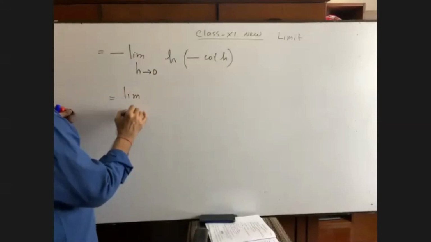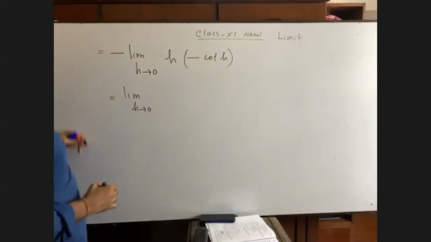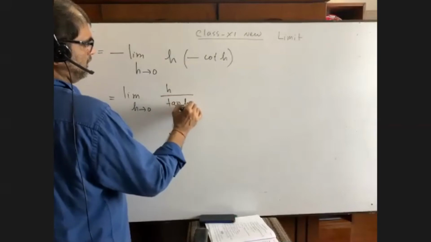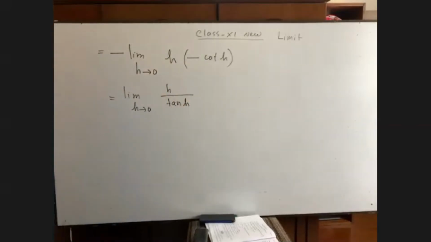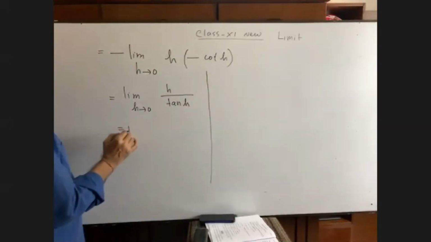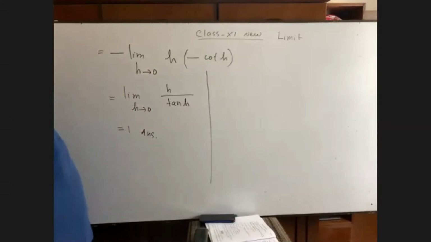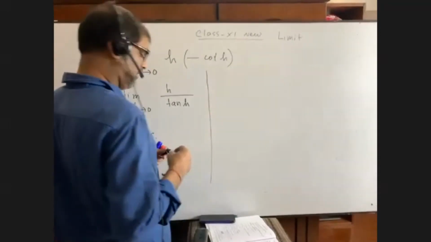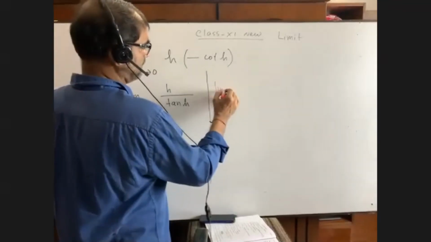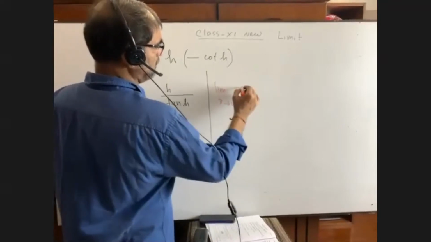So limit h tends to be 0, we can write here cot h means what? Tan h, right? Now you see, dear students, you write down here the answer is 1. But how does it come? It is also a formula. You see what the formula is. Suppose our math is done, but I am going to show you how it comes. Suppose limit x tends to be 0, x by tan x.